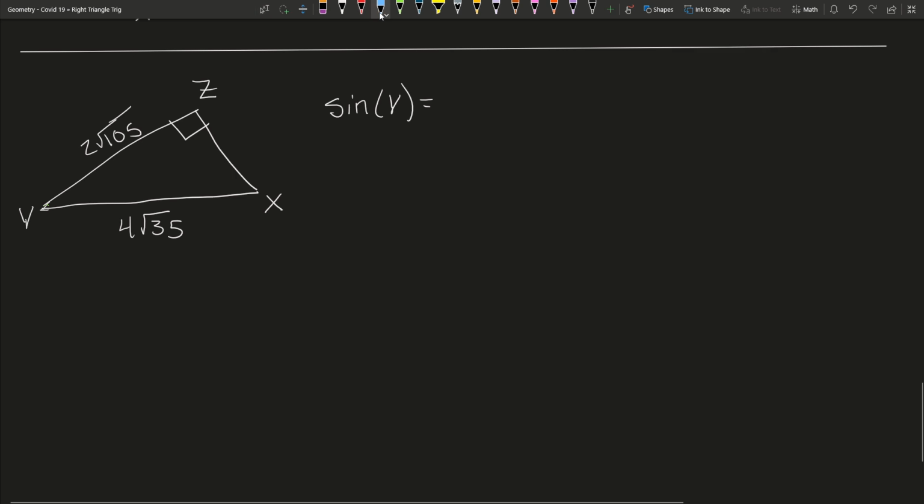So keep in mind that sine is always going to be opposite over hypotenuse. So we need those two sides. So then let's determine what sides we actually have. Right? Hypotenuse is always going to be the side opposite the right angle. The side adjacent is the side attached to y that is not the hypotenuse. So this is the adjacent side.